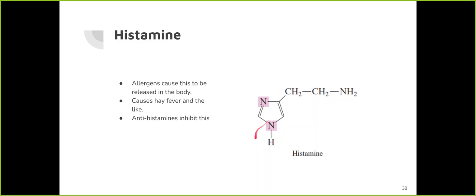Histamine has an amino group in it as well. Allergens cause it to be released inside the body, and this causes hay fever and the like. When you take an antihistamine, it inhibits the action of histamines in your body in reaction to these allergens.